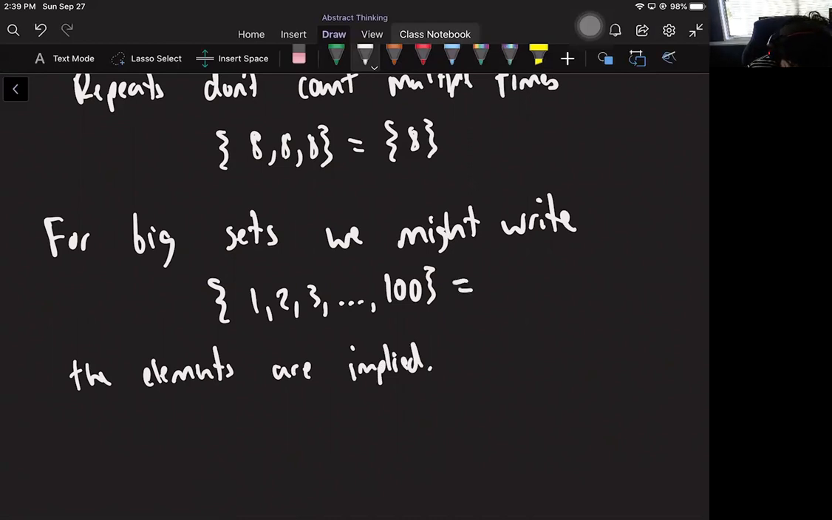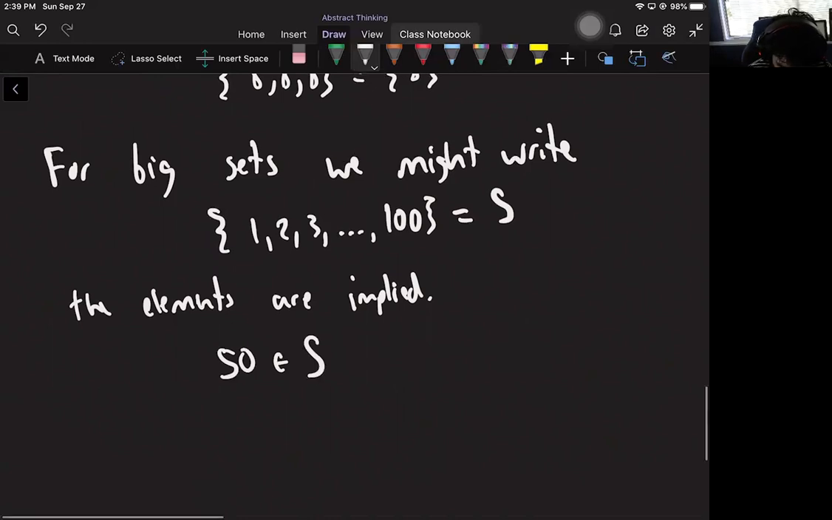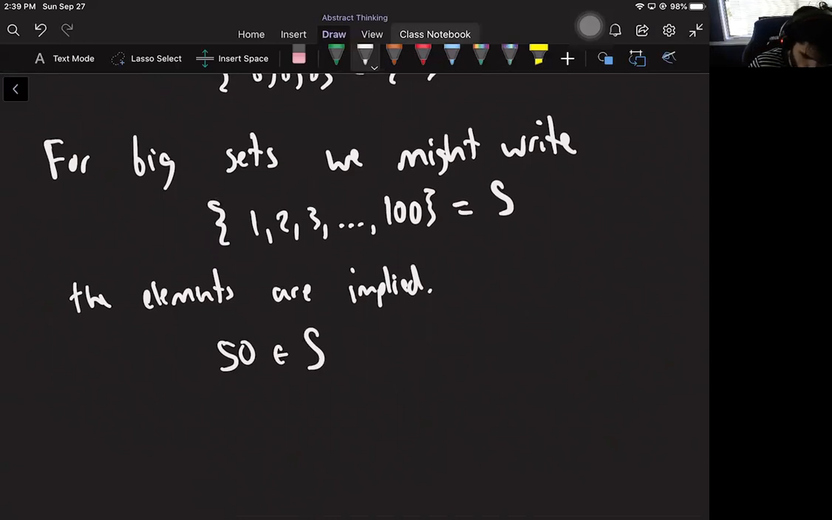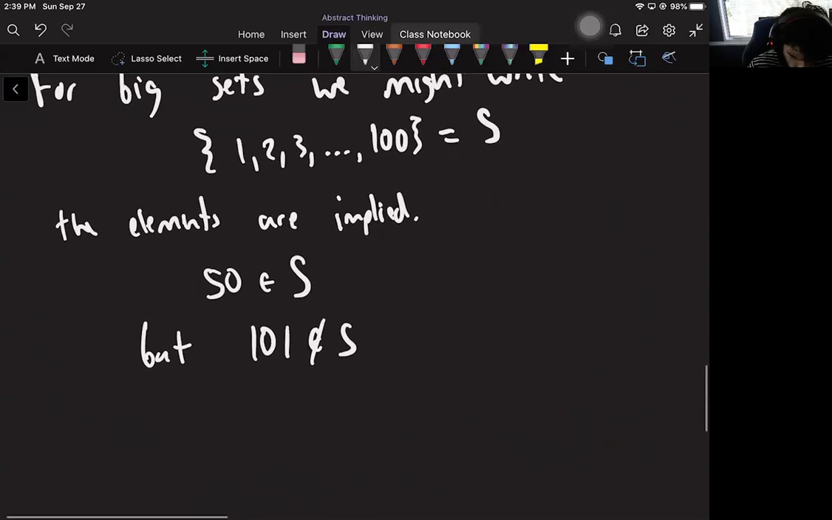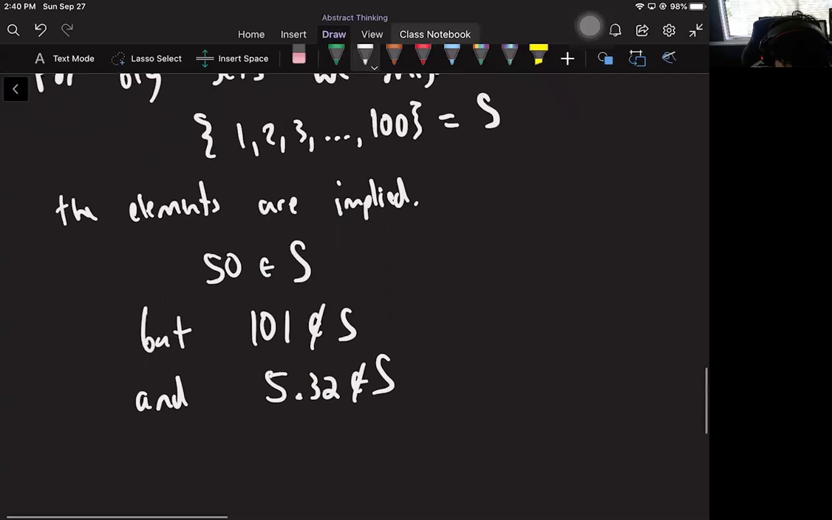Let me name this set so I can call back to it. So for example, 50 is in S, even though I didn't write 50 in there. But it stops at 100, so 101 is definitely not in S. And fractional numbers are not implied because I'm listing whole numbers. So 5.32 is also not in S, even though I didn't indicate precisely what was in S and what was not. Okay, so it's all implied, but that's just to save time.